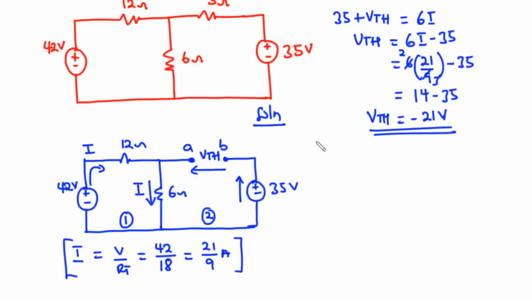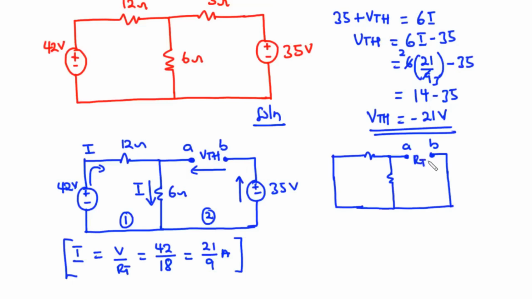Next, we are going to find the value of RTH. Let's redraw the circuit by deactivating all the independent sources. Since we have voltage sources, we are going to short circuit them. We have the 42 volt being short circuited, and we have this to be the 12 ohm resistor, the 6 ohm resistor, and we have this terminal AB, and the 35 volt is also short circuited. And then we want to find the value of RTH, that is the equivalent resistance. This equivalent resistance is seen between the two terminals A and B.